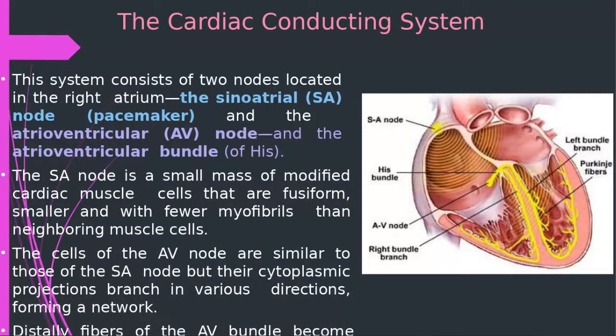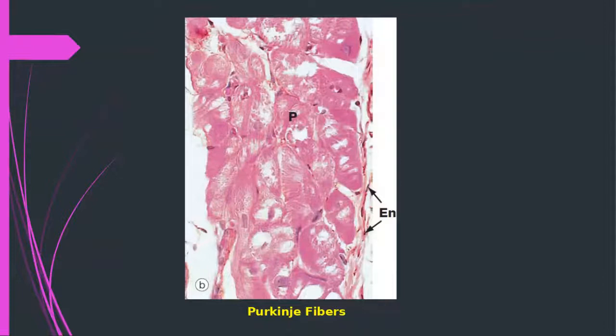So if anybody asks you what are the things that are involved in the cardiac conducting system, you should say SA node, AV node, then the bundle of His, and Purkinje fibers. These all are the important things. So if you look at this picture, this is basically a histopathological section of Purkinje fibers, in which this is your endothelium, and all these structures that you are seeing are your Purkinje fibers. Okay.